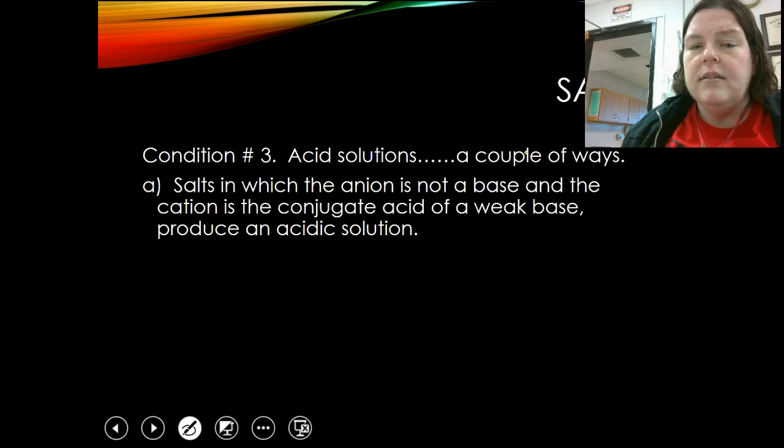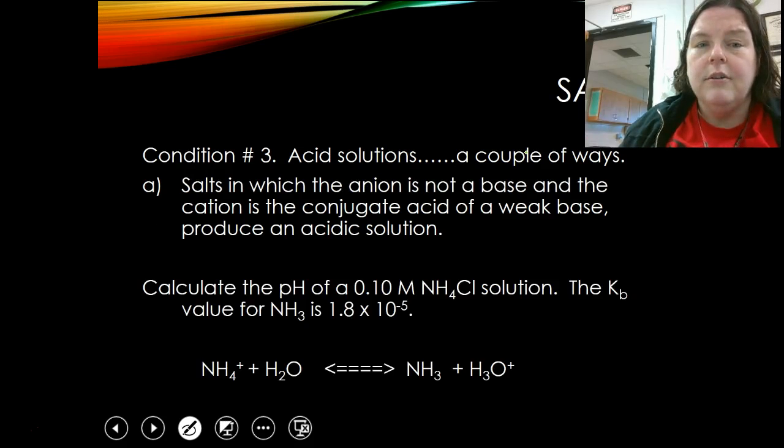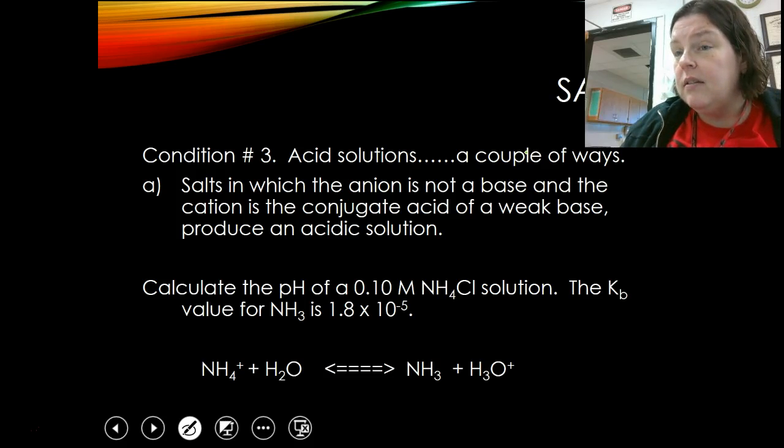If we have a weak base, then we're going to have a conjugate acid that's stronger. Therefore, the salt will produce acidic solutions. So salts in which the anion is not a base and the cation is a conjugate acid of a weak base. Here we go. We've got this one right here. Okay, so ammonium chloride. We know that NH3 is a weak base. So that means the conjugate acid of a weak base is a stronger acid.